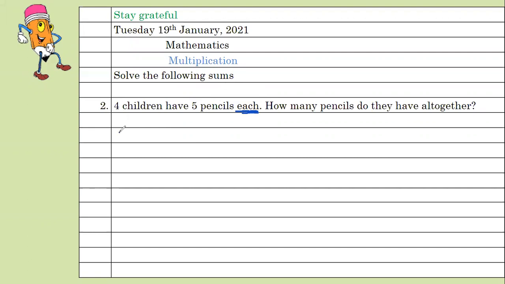So our first line will be 1 child. Okay, I think I should type this. It's a bit messy. Our first line will be 1 child equals, so we put our equal sign that says like has, 1 child has what? 5 pencils.